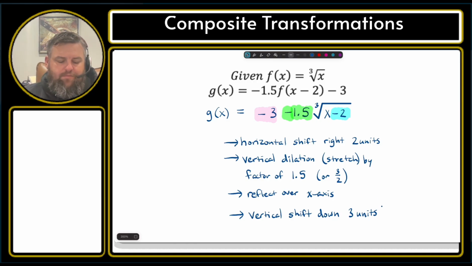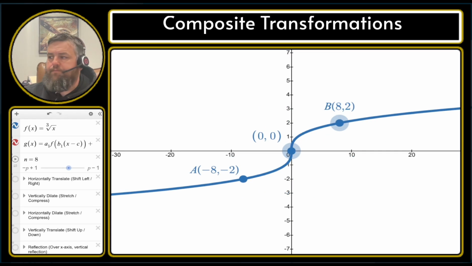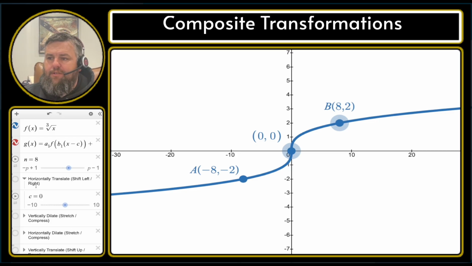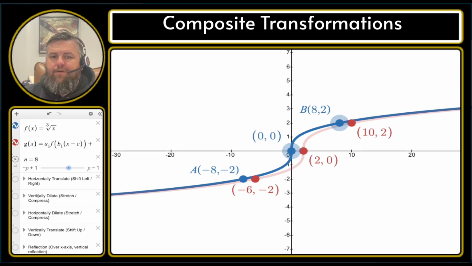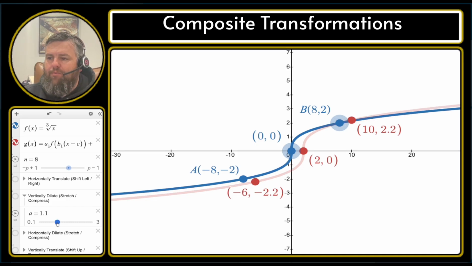Let's take this over into Desmos to graph the function. So we have the cube root of x. We knew that we had a horizontal shift to the right by 2 units. So let's shift the graph to the right by 2. There we go. Next, we had a vertical dilation, a stretch. So we were expecting the graph to kind of spool upwards by a factor of 1.5. So let's go with a vertical dilation by 1.5.